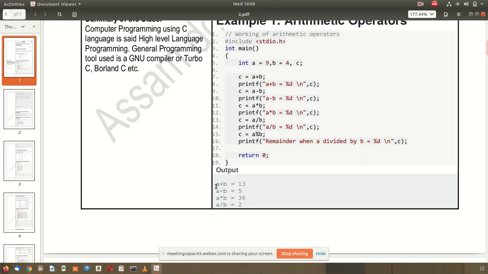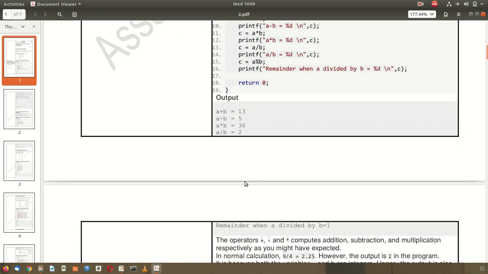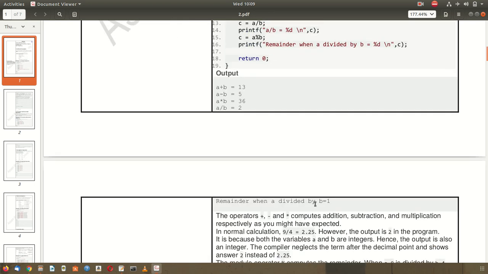So this is what the C grammar will give as the result when you write everything completely: a plus b is equal to 13, a minus b is 5, a into b is 3, a divided by b is 2, and a divided by b remainder, the modulus operation, is equal to 1.